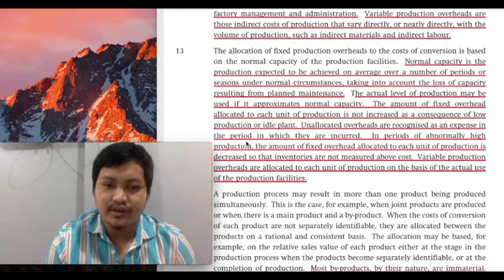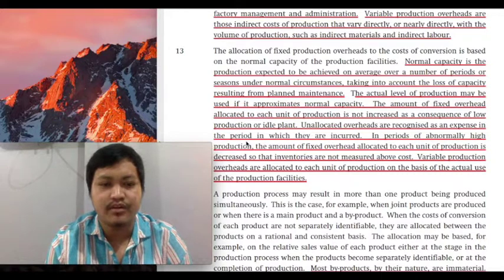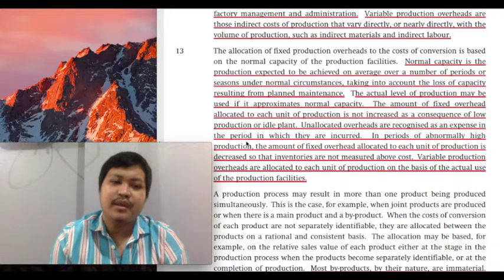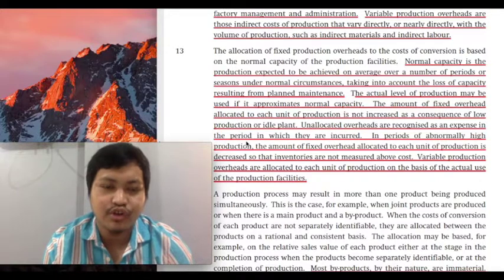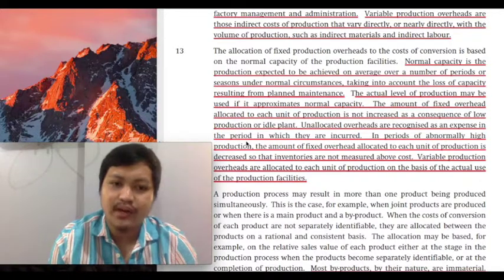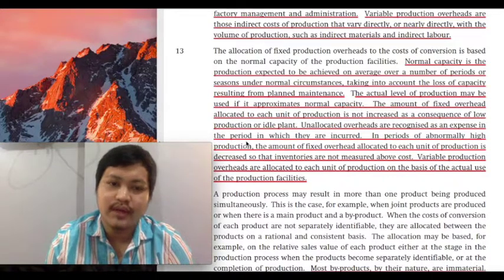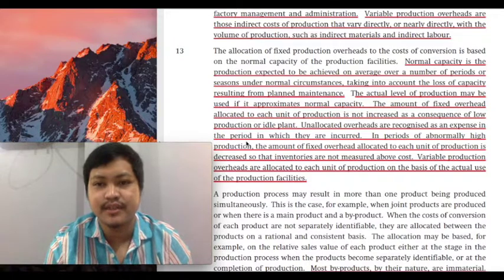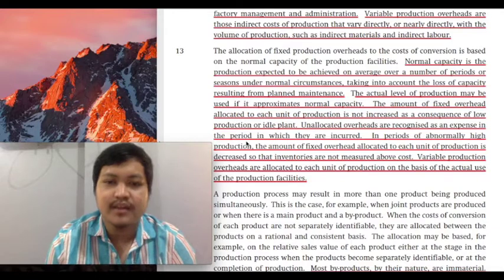Now, as I've mentioned earlier, a focus in your cost accounting would be to teach you how to allocate these overhead costs. In such an endeavor, class, you will be using different bases for allocating your costs, and a common basis would be your normal production capacity. At this point, our class would be satisfied if you are just able to remember the definition of normal capacity. Normal capacity is the production expected to be achieved on average over a number of periods or seasons under normal circumstances, taking into account the loss of capacity resulting from planned maintenance.